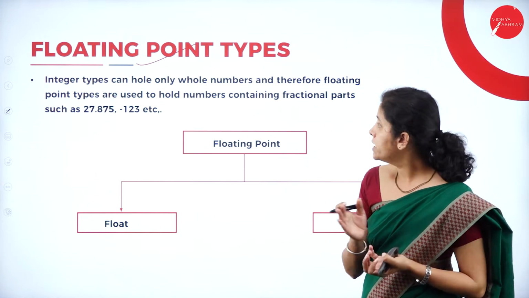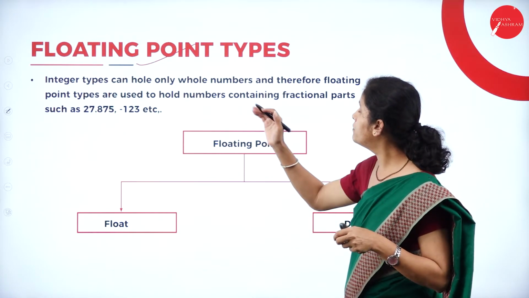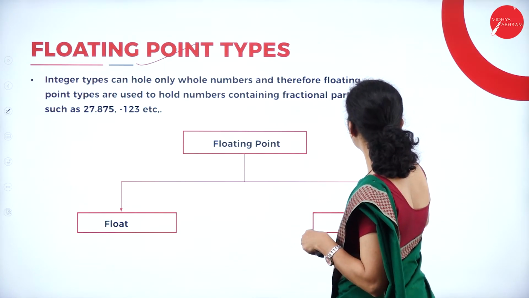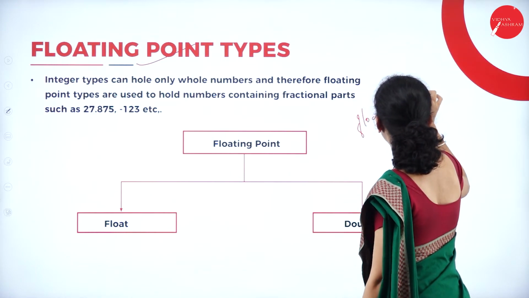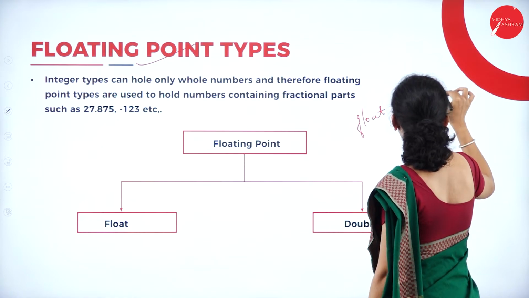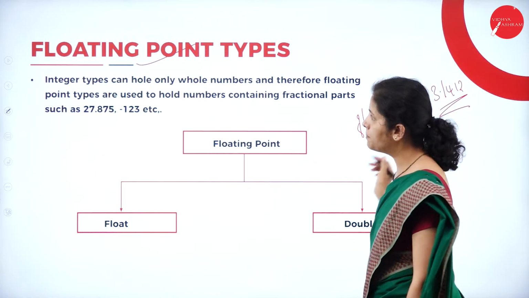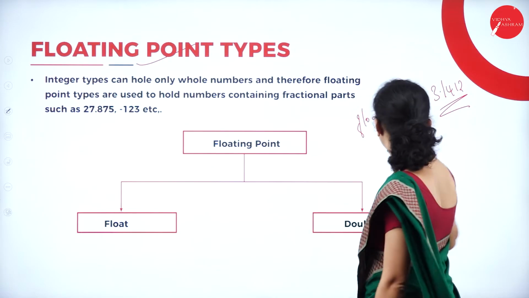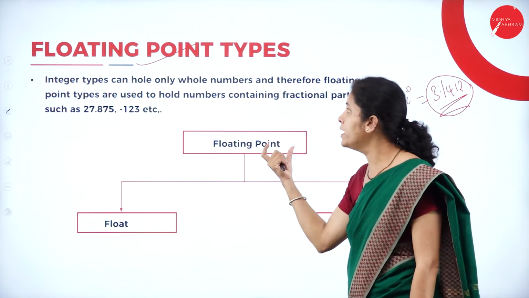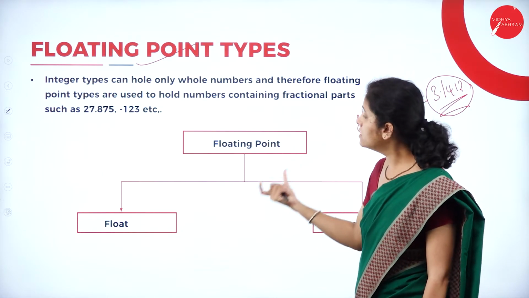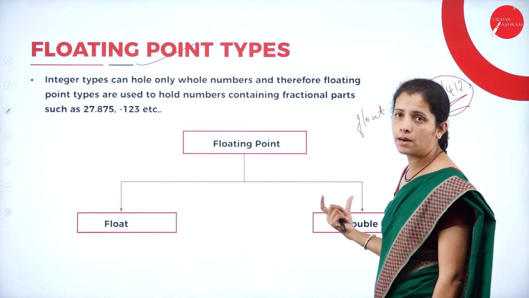So dear student, now let me consider one simple example for floating point. If I write float pi equal to 3.1412, then this is the example for floating point. So this is nothing but the fractional values. So here floating point data types are further classified into two types, that is float as well as double.